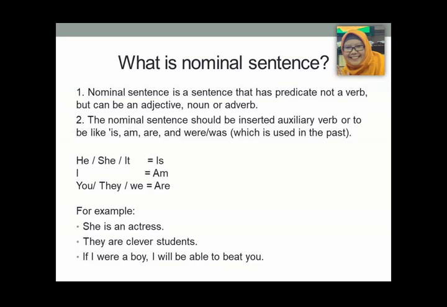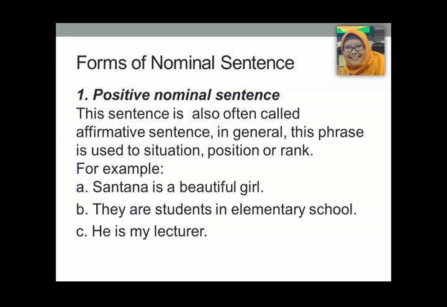In any kind of sentence, you will have these forms. The first form is the positive nominal sentence. This sentence is often also called an affirmative sentence. In general, this phrase is used to express situation, position, or rank. For example, Santana is a beautiful girl. So you have rank over here, yeah? Santana is a beautiful girl. The rank is beautiful.